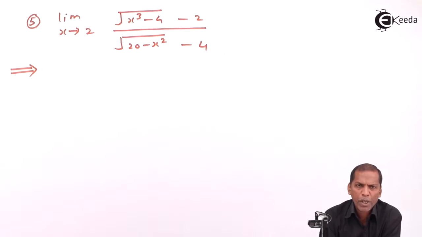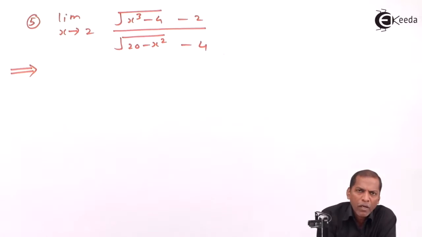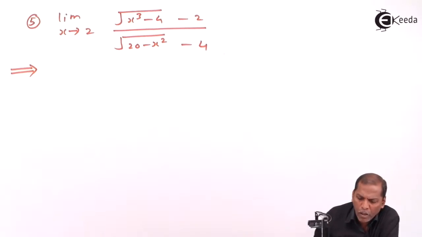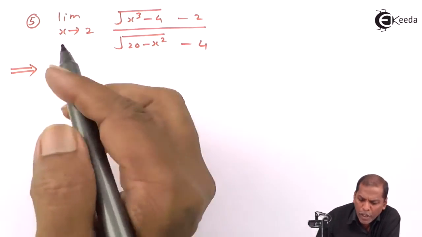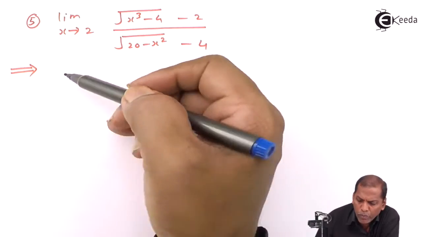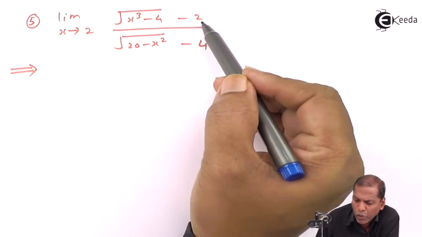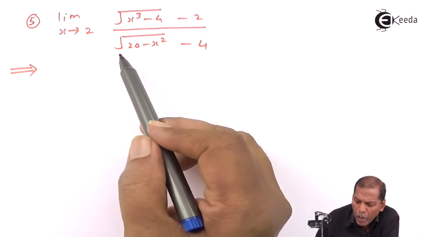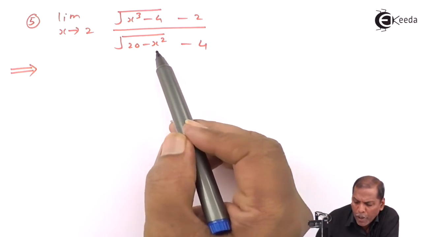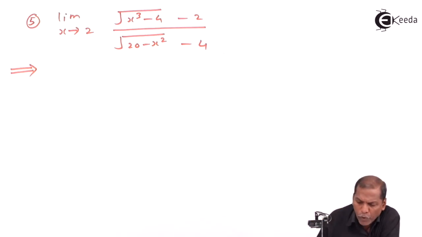Hello friends, now we see problem number 5, which is also based on the rationalization method of chapter limits. Problem number 5 is the limit as x tends to 2 of (square root of x cube minus 4, minus 2) divided by (square root of 20 minus x square, minus 4). Now let's see the solution.